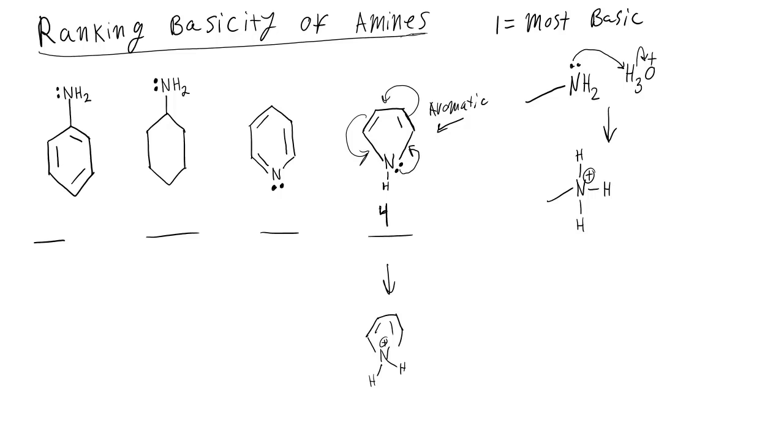Now, just as a quick review, in case you don't remember, an aromatic molecule must be planar, sp2 hybridized, conjugated, and have 4n plus 2 electrons in the ring, where n is any number: 0, 1, 2, 3, 4. So that's just a quick review. Now let's go to these other 3 examples here.